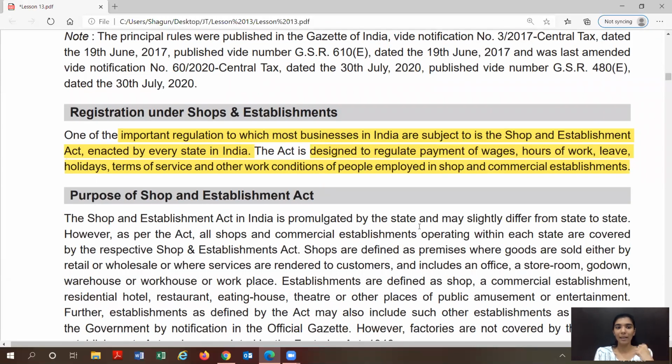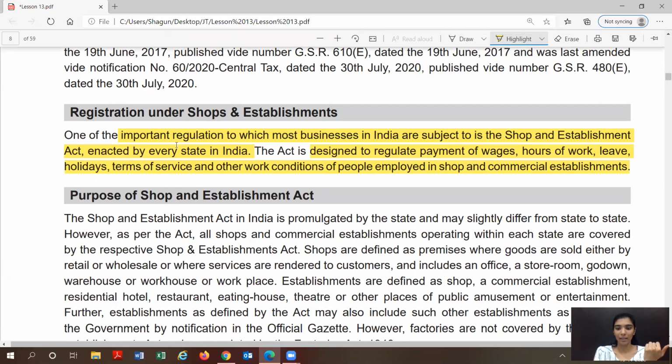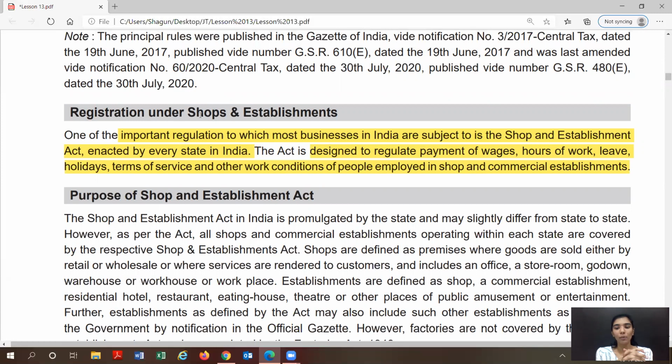So that was about GST. Now coming to the next important registration, that is under the Shops and Establishment Act. When you visit any shop, you will see there is one certificate which is displayed very prominently in almost all the shops and establishments. It is the registration certificate under the Shops and Establishment Act. And why is it required?